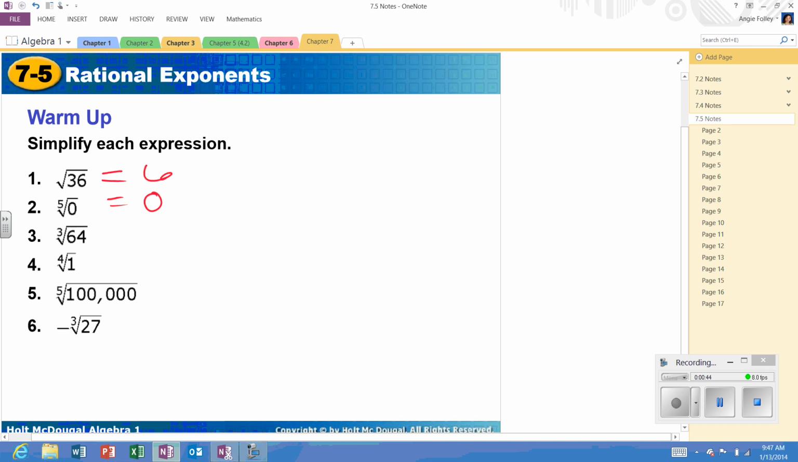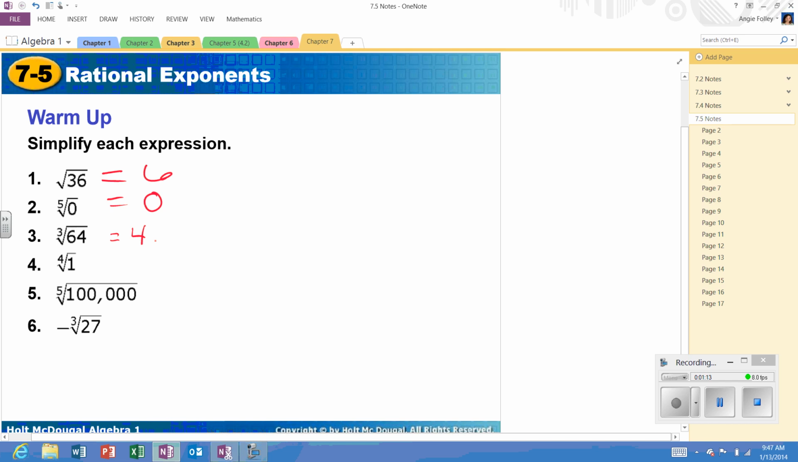Okay, for number 3, it's the cube root of 64. So what number times itself 3 times will equal 64? Well, I would start small. If you tried 2, 2 times 2 is 4, times another 2 is 8, so it can't be that. 3 times 3 is 9, times another 3 is 27, so it's not that. 4 times 4 is 16, and then 16 times another 4 is 64, so the answer is 4.